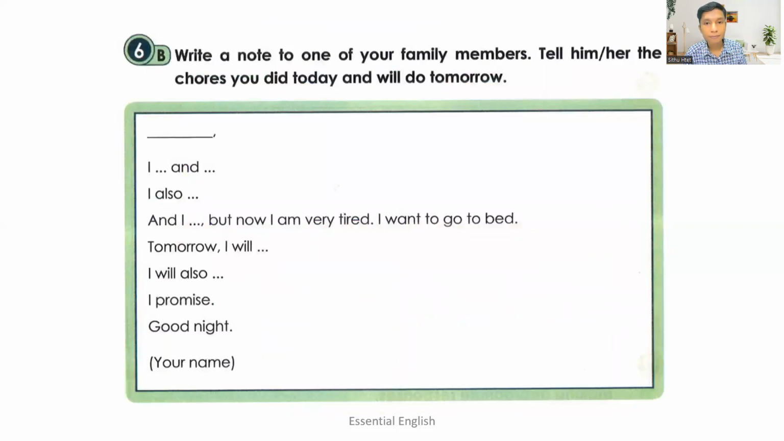Exercise 6B. Write a note to one of your family members. Tell him or her the chores you did today and will do tomorrow. So this is for your writing practice. Any possible answer is accepted, but you can say Dad or Mom. Okay, any person can be. For example, Dad.